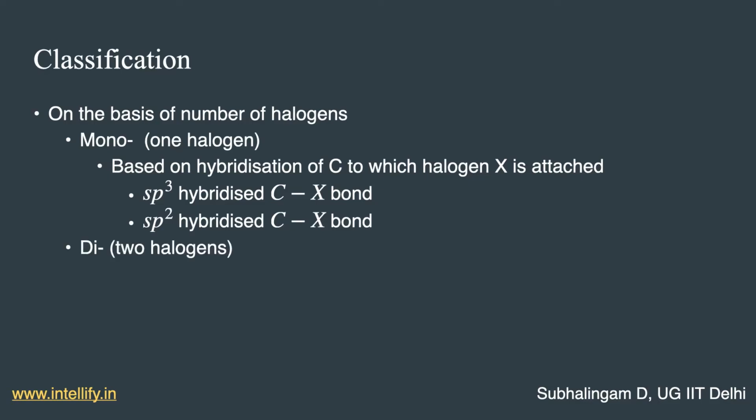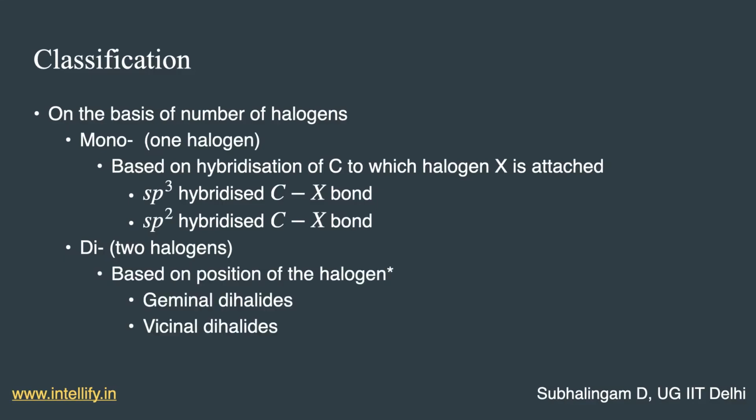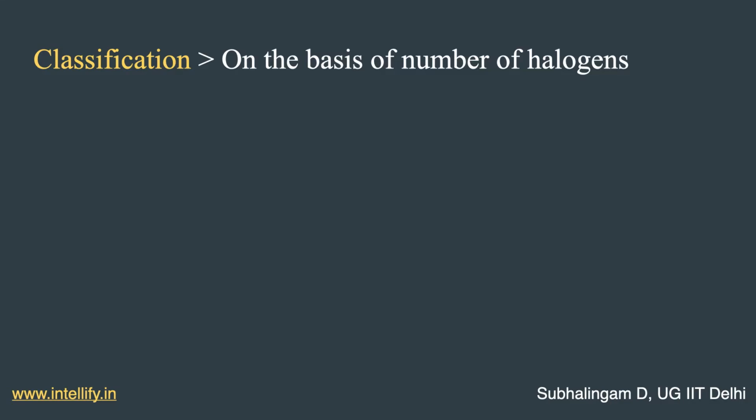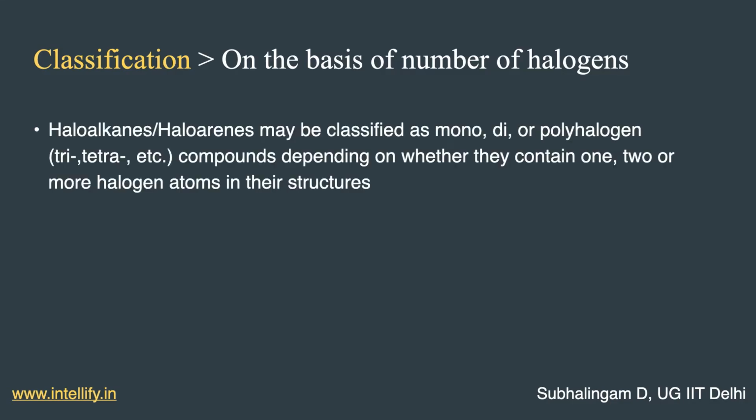We will look into this in great detail in the coming slides. If the compound has two halogens, we call it di. And again we have further classifications called geminal and vicinal based on the position of the halogen atoms. And finally poly if it has three or more. So again, on the basis of number of halogens, we can classify a haloalkane or a haloarene as mono, di, or poly.